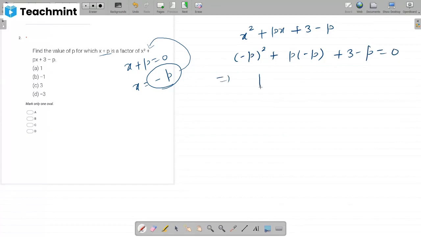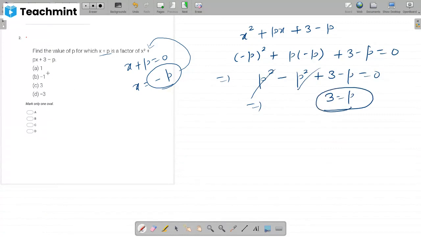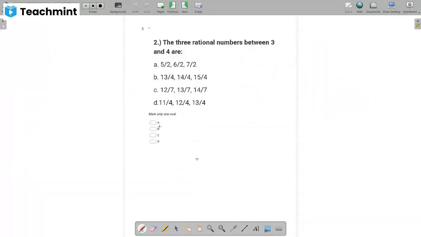Now minus p square is minus p square, and minus p multiplied by p is also minus p square... now this p square and p square will cancel out. Now 3 minus p equals to 0. When you transpose this p, you will get 3 equals to p. It means the value of p is 3. So the correct option is C. C is the correct option, 3. Okay. Let's move to the next question.